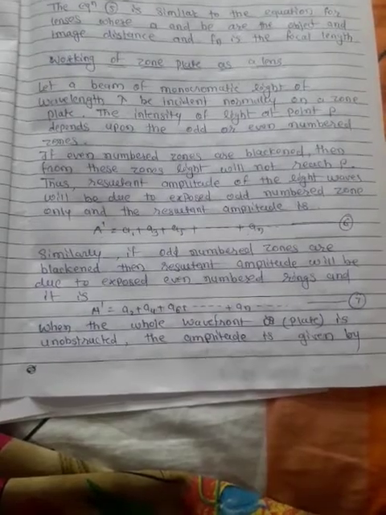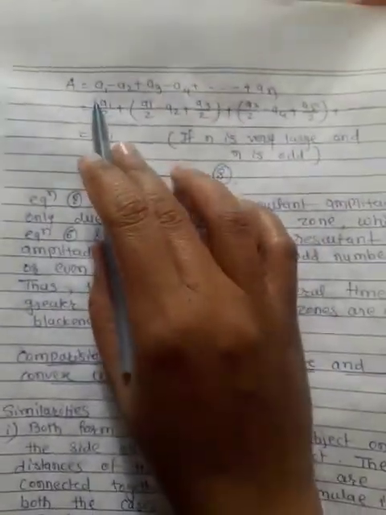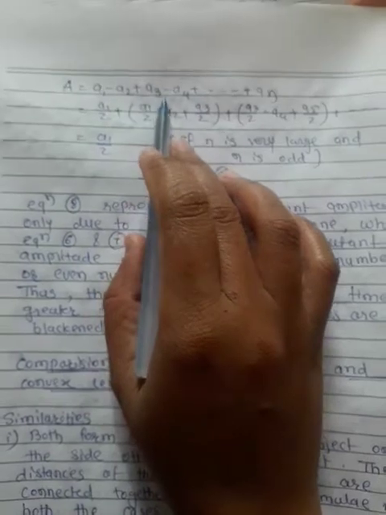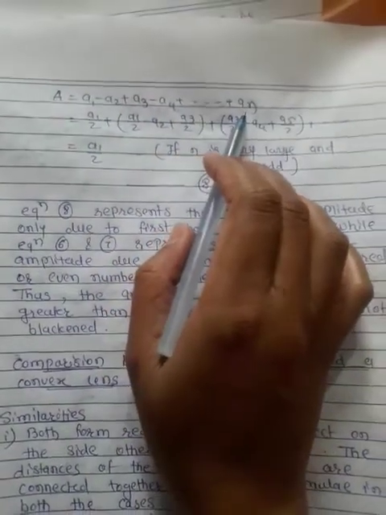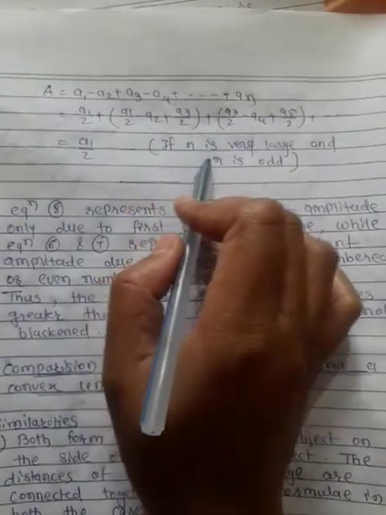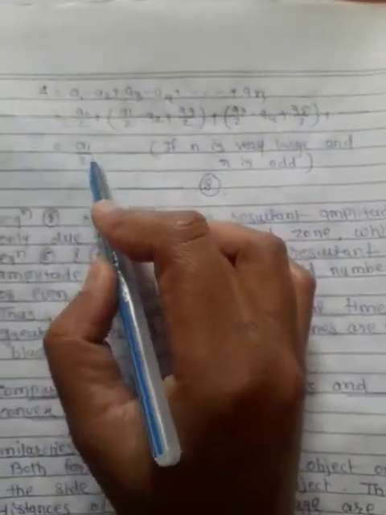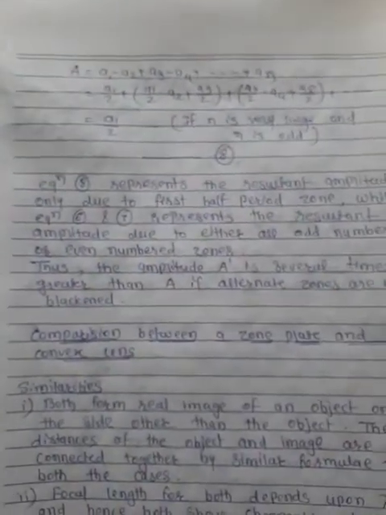When the whole wavefront is unobstructed, meaning we have not blacked the alternate zones, the resultant amplitude is a1 minus a2 plus a3 minus a4 and so on. This equation can be written like this. If n is very large, then this can be written as a1 by 2 only. This is equation number 8.